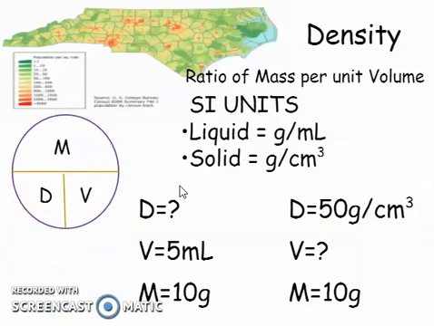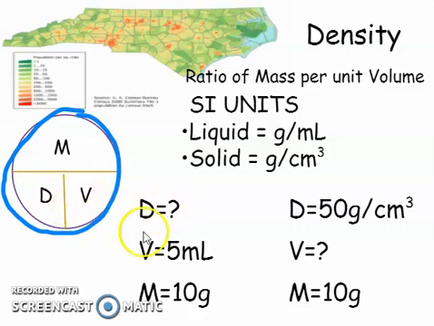Manipulating this formula right here is very helpful, and you'll be able to figure out any equation that I ask you when it comes to density. You'll be able to figure out volume, mass, or density. After that, the key is making sure you have the right unit. If it's volume, you're going to have milliliters. If it's density, you're going to have grams per centimeter cubed or grams per milliliter. If it's mass, you're going to have grams.